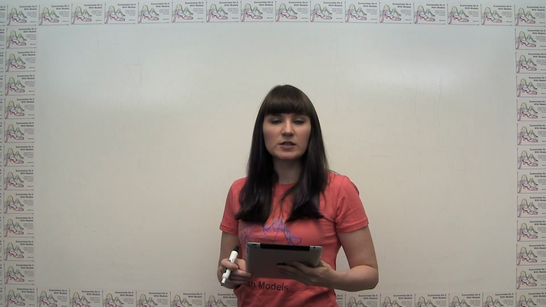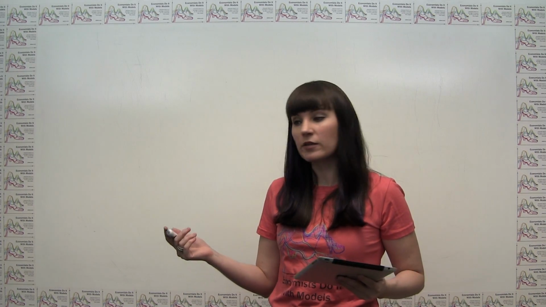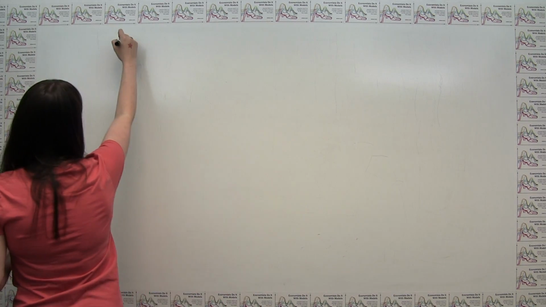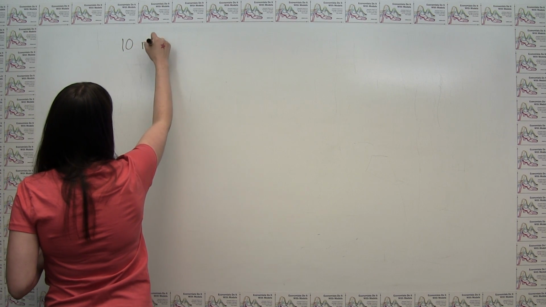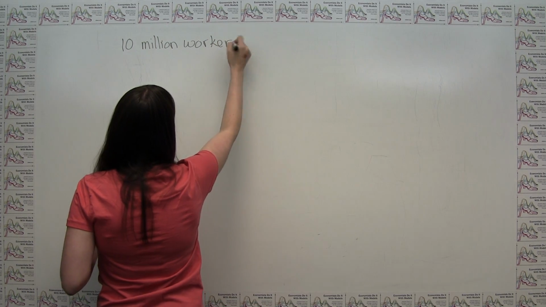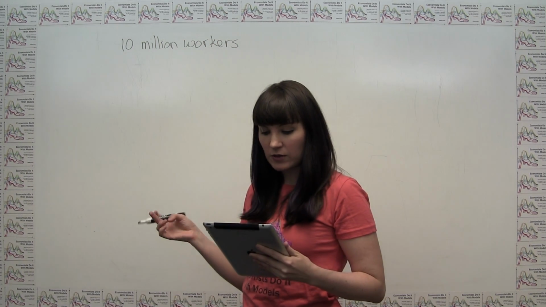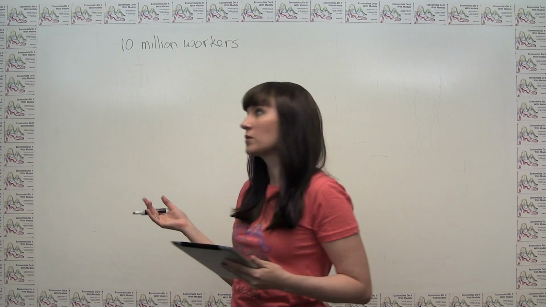It says, suppose that there are 10 million workers in Canada and that each of these workers can produce either 2 cars or 30 bushels of wheat in a year. So we can start by just putting that information on our board or our paper or whatever it is we're working with. So we can say we have 10 million workers and they're producing one of 2 goods. We have either cars or bushels of wheat.